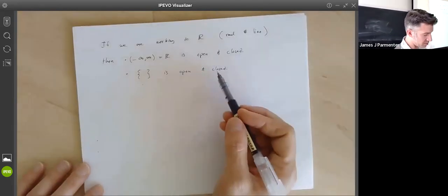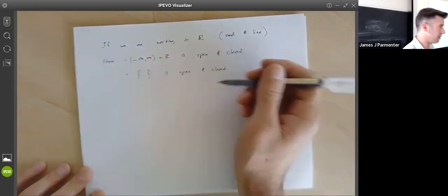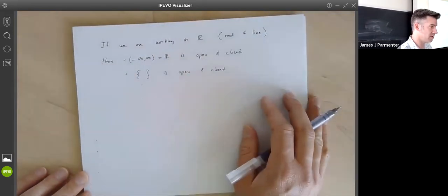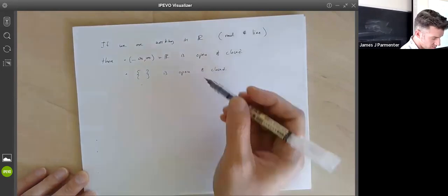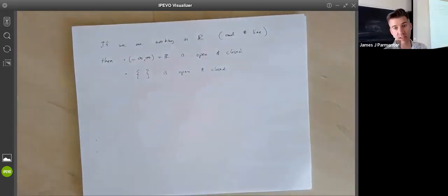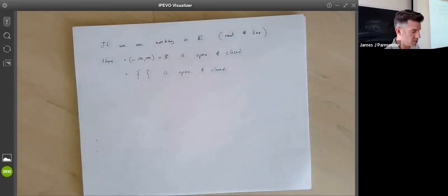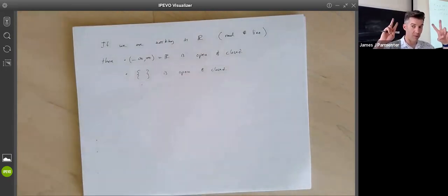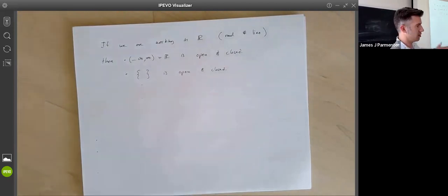And then it's definitely closed because it contains all its boundaries. Well, again, there's nothing in there, so of course it contains all its boundaries. So those are the only ones you should have to kind of think about. Any other normal set, if it's closed, it's not open. If it's open, it's not closed.